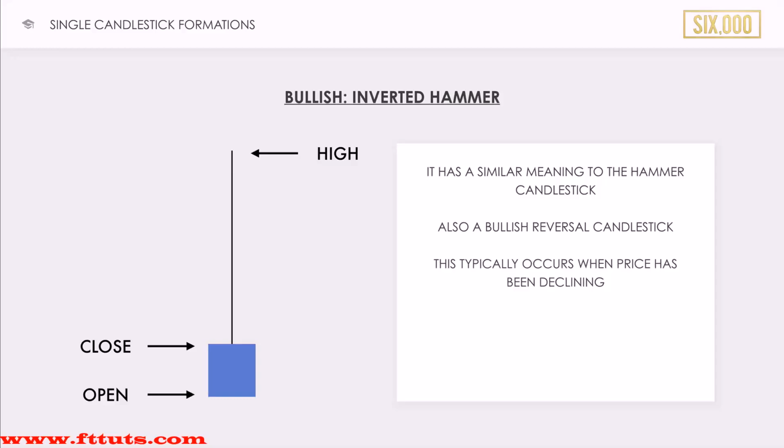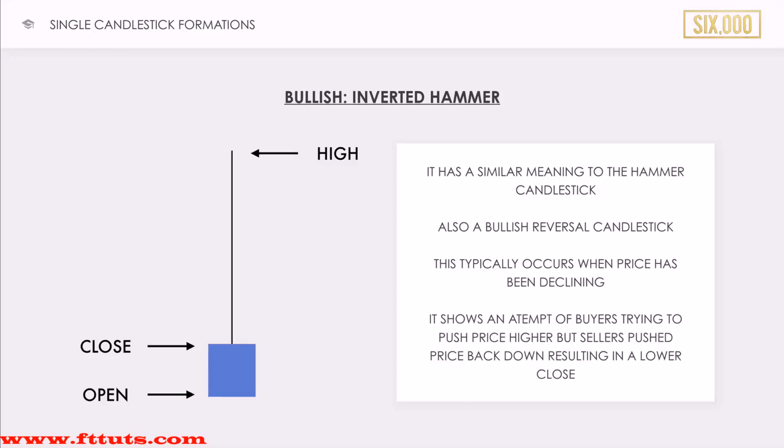This typically occurs when price has been declining. So you will see this again at the bottom of a downtrend, or you may see this after a pullback. It shows an attempt of buyers trying to push price higher, but sellers pushing price back down. So as I mentioned, price opened at the bottom. Buyers instantly pushed price up to the top, creating a higher price, but sellers, of course, managed to regain most control, but they didn't manage to create a bearish candlestick, and the close price was slightly above the open.